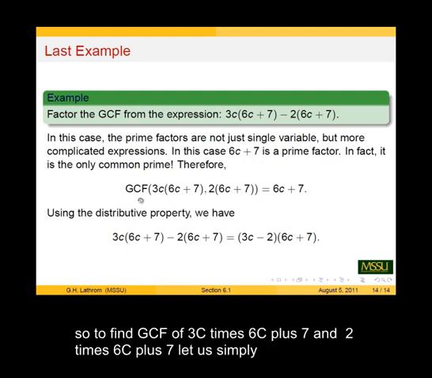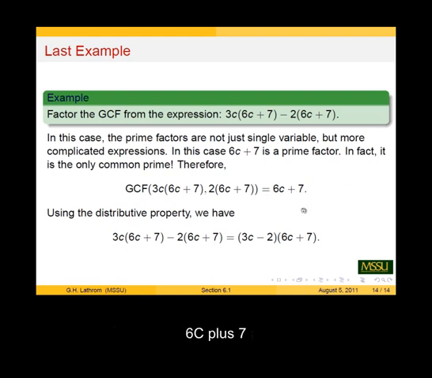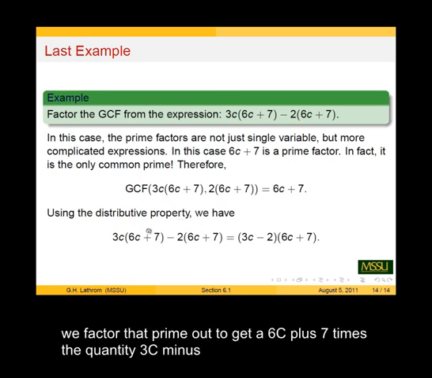So if we want to find the GCF of 3c times (6c plus 7) and 2 times (6c plus 7), well, that is simply 6c plus 7. Using the distributive property, we factor that prime out. So we've got 6c plus 7 times the quantity 3c minus 2.